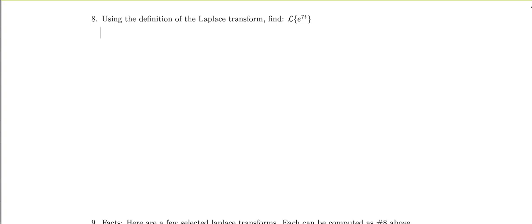So folks, we're continuing with our brief introduction to the Laplace transform. And in this problem, we're asked to use the definition of the Laplace transform to compute the Laplace transform of the function e to the 7t. So let's give that a shot.